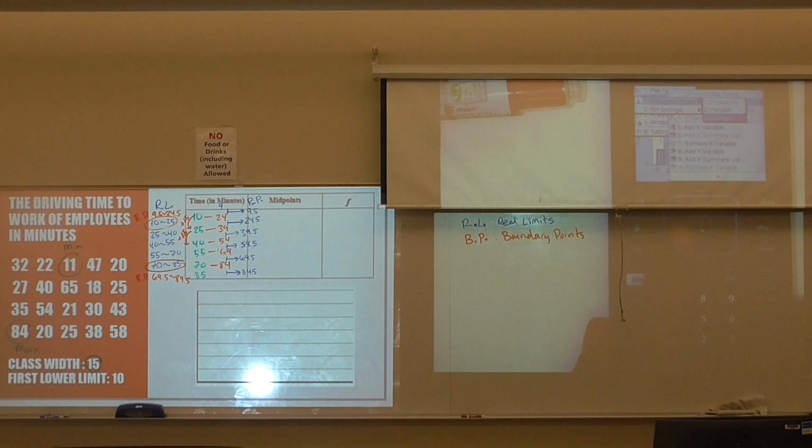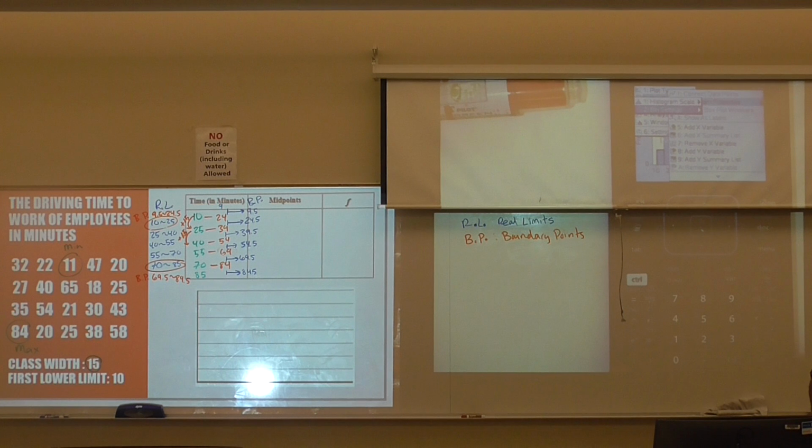But right here, I'm going to escape and go back, or just quickly press back this side and you can do the same thing. I'm going to go to bin settings. That's what I'm going to do. What is a bin? A bin is pretty much information about the first lower limit and the class width. That's what bin is.